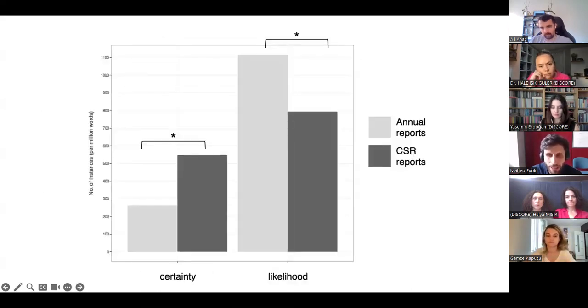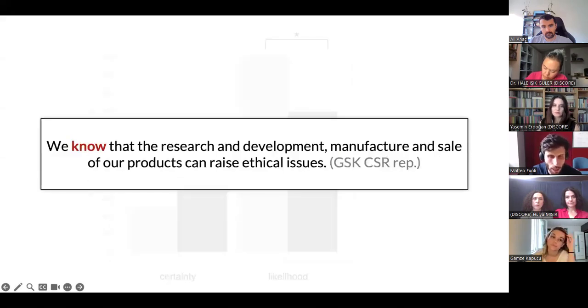Now, when we looked at epistemic stance, we found that constructions expressing certainty were significantly more frequent in CSR reports, whereas the markers of likelihood are significantly more frequent in annual reports. And, approximating things slightly, this indicates that companies are generally more assertive in CSR reports, whereas they tend to adopt a more cautious, tentative stance in annual reports. This is an example of the use of a certainty marker in CSR reports. We know that the research and development, manufacture, and sale of our products can raise ethical issues.